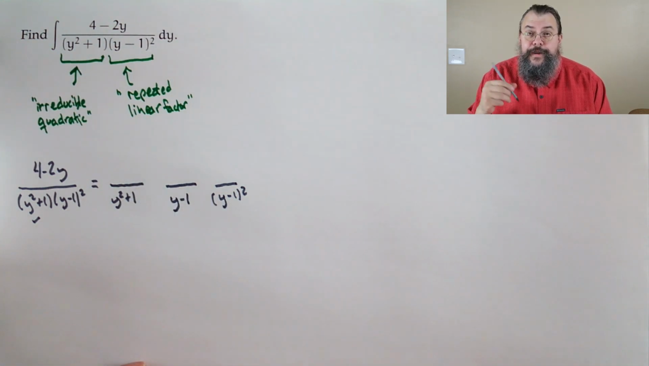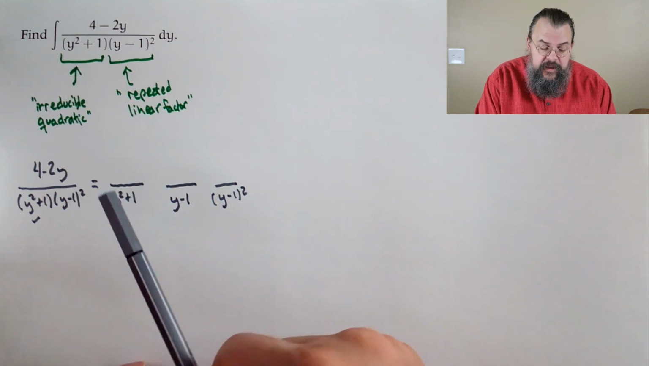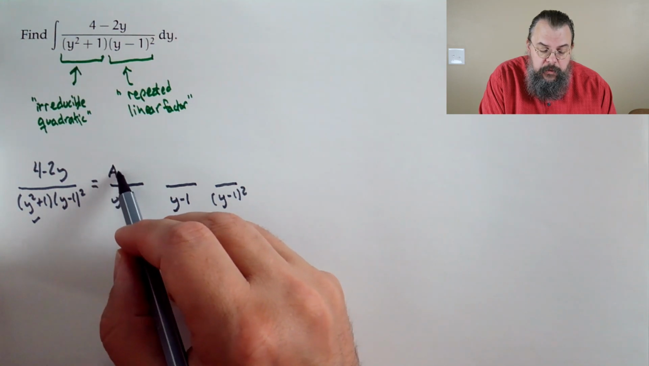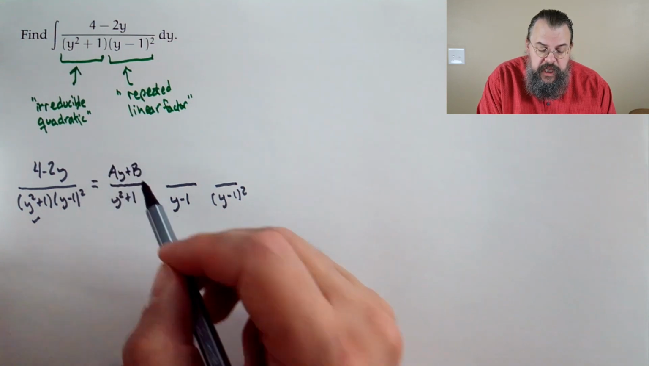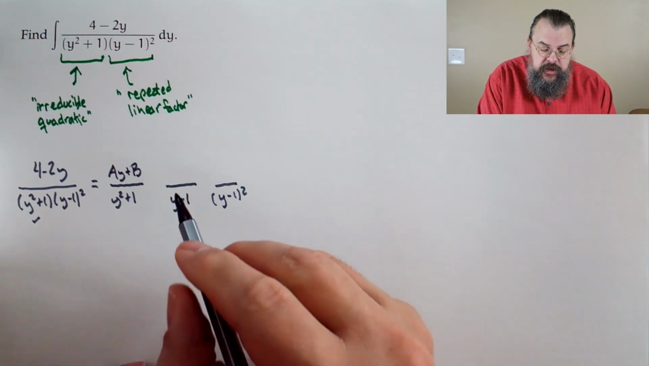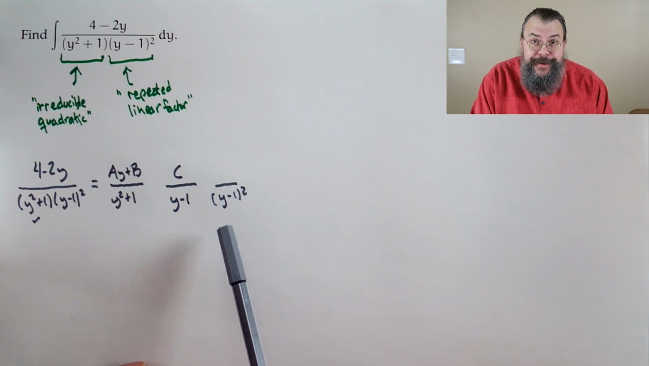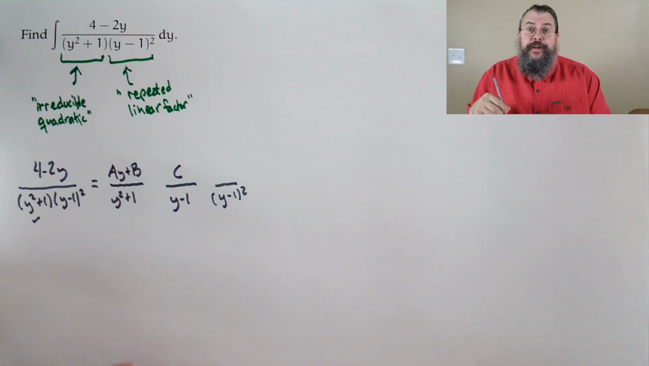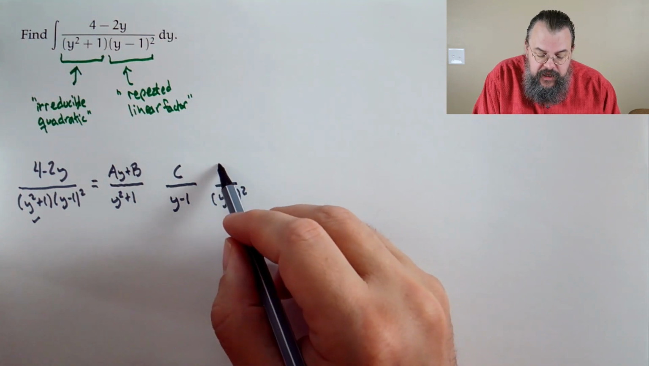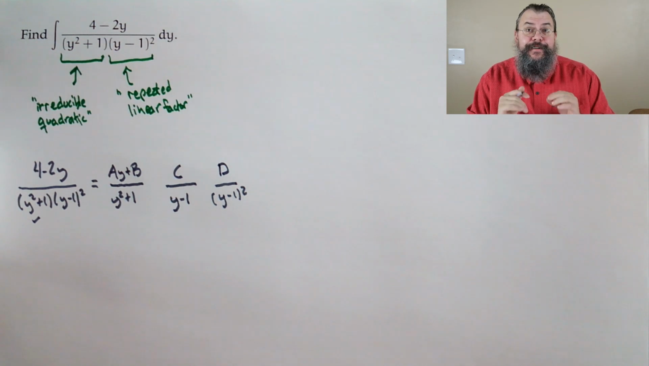Now to the numerators. Because it's an irreducible quadratic, you're not going to have just a constant. You're going to have Ay plus B. Here, linear term, so you're going to have a C. And here, it's still a linear term. But even though it's a linear term to a higher power, it's still linear, so it's going to be, again, a constant. All right, so that's the right form.